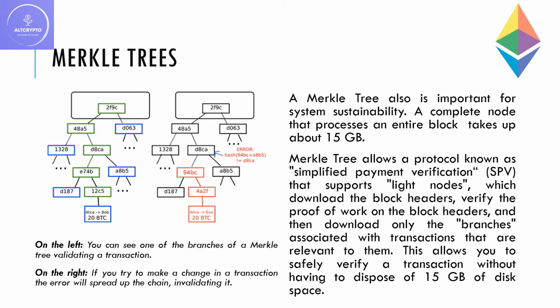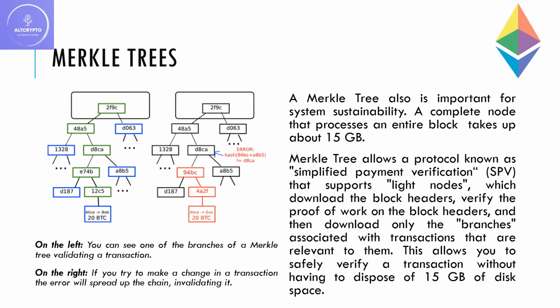A Merkle tree also is important for system sustainability. A complete node that processes an entire block takes up about 15 gigabytes. The Merkle tree allows a protocol known as Simplified Payment Verification (SPV), that supports light nodes, which download the block headers, verify the proof of work on the block headers, and then download only the branches associated with transactions that are relevant to them. This allows you to safely verify a transaction without having to dedicate 15 gigabytes of disk space.